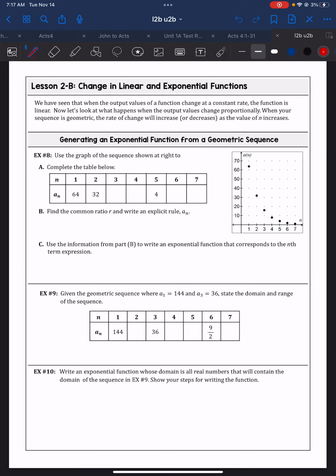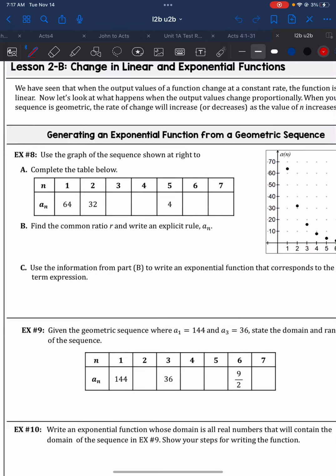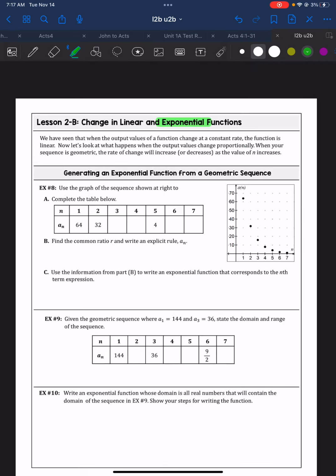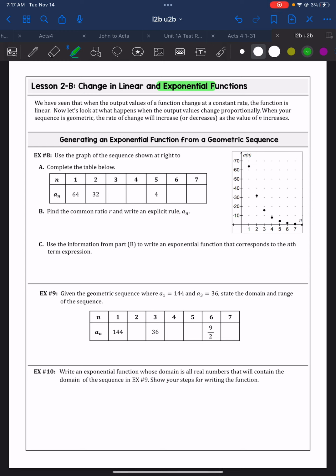So let's go ahead and get started with lesson 2B. We're working with, once again, change in linear and exponential functions, and this time our focus is on this exponential part. And at the top it says, we have seen that when the output values of a function change at a constant rate, the function is linear, right? Like every time my function goes up or down, it adds or subtracts by that same amount. Now let's look at what happens when the output values change proportionally. So that changing proportionally is what makes it geometric or exponential.